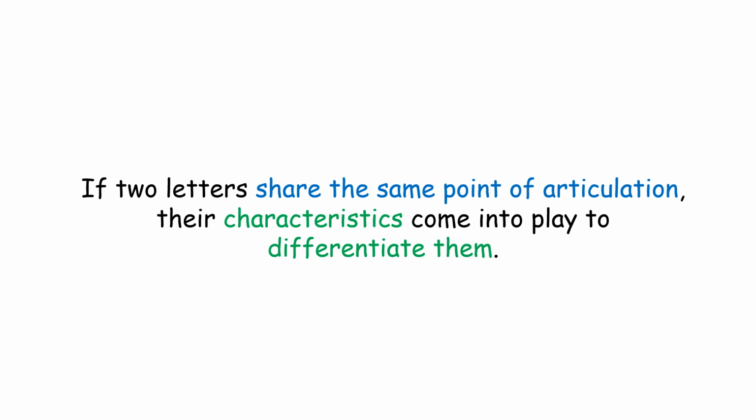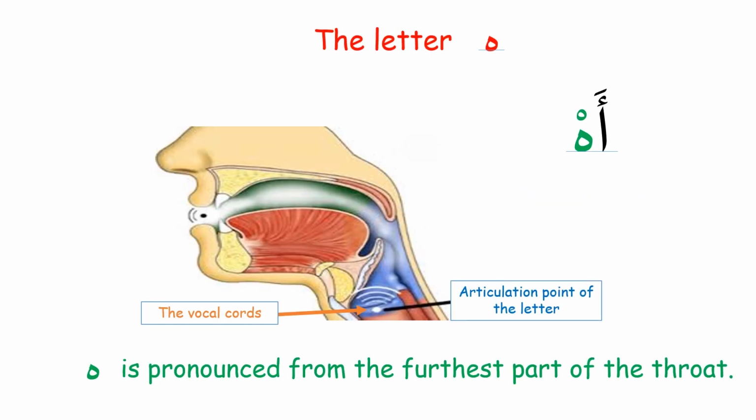Well, if two letters share the same point of articulation, their characteristics come into play to tell them apart. Fear not, we are not going to overcomplicate things. As I said, this is not a tajweed course, so no need to feel the pressure. Let's get back to the matter at hand. As previously mentioned, when we pronounce any given letter in its state of sukoon, it enhances its attributes. And this is exactly what we are going to do with the letter Ha.